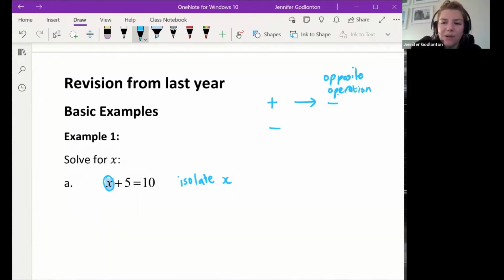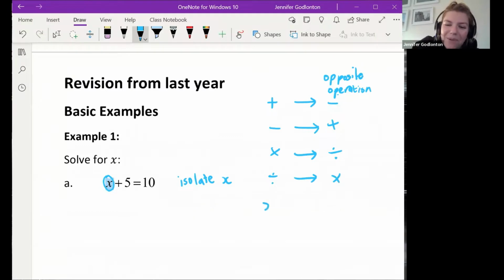What would be then the opposite operation of a minus sign? It would be plus. Good. What would be the opposite operation of a times? It would be divide. And the opposite of a divide? It would be times. I'm going to keep you here. What would be the opposite of a square? A square root. Yes. Well, you're on fire. Nice job. Okay, cool. Thank you. I'm going to let you off the hook now.